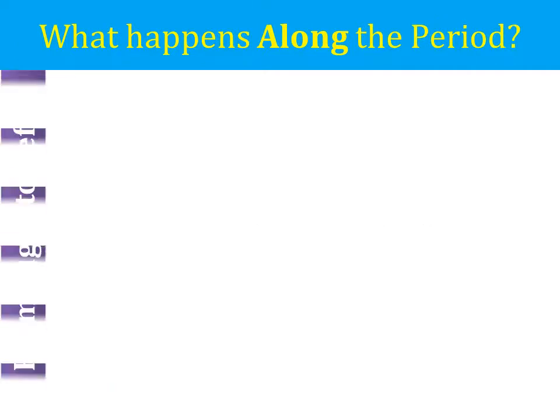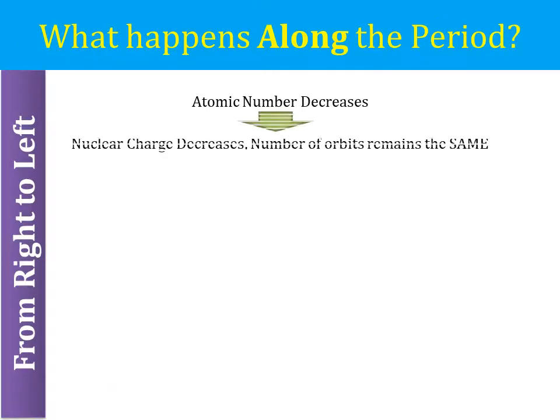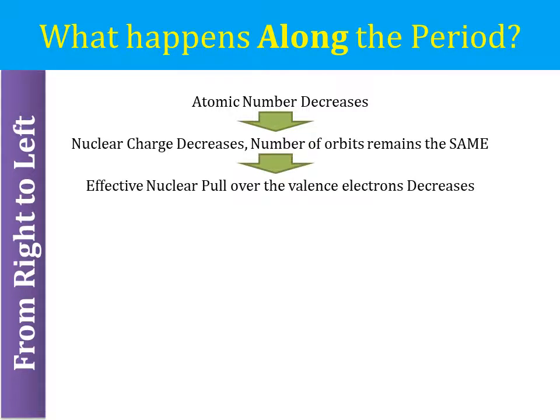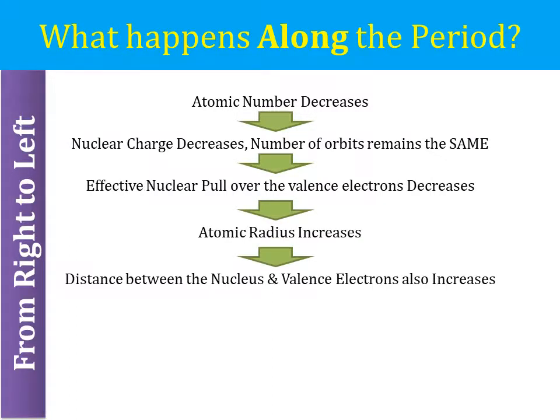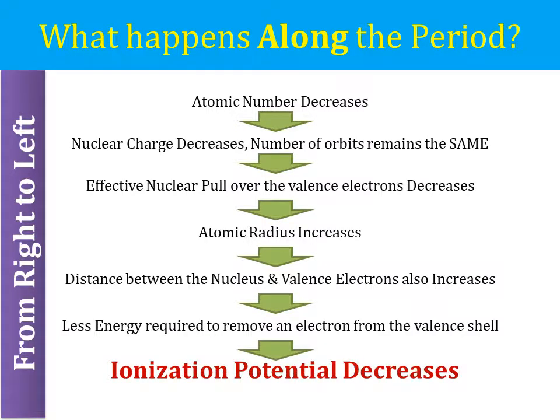Similarly, along the period from right to left, just the opposite. Atomic number decreases, nuclear charge decreases, number of orbits remains the same, so effective nuclear pull over the valence electrons decreases. Atomic radius increases, which means the distance between the nucleus and the valence electrons also increases, so less energy is required to remove an electron from the valence shell, and thus ionization potential decreases. So from right to left, ionization potential decreases.